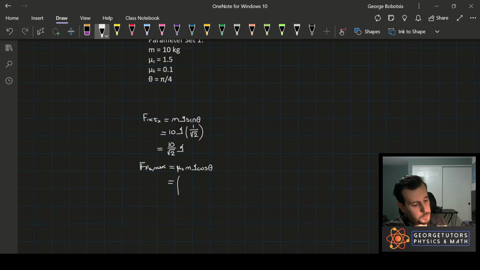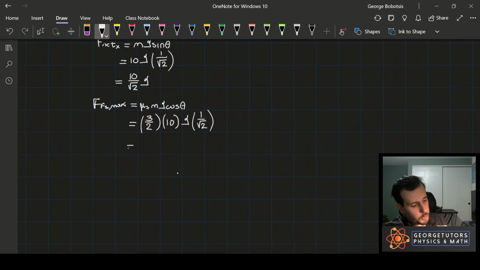Okay, now I can do the same over here and I can write, for the maximum static friction, the coefficient, which is 1.5. I can write that as a fraction as 3 over 2. And then the mass itself is going to be 10, we said. We're writing everything in terms of g. Cosine of pi over 4 is the same as sine of pi over 4, which is 1 over root 2. And now over here, we see that I've generated here a number that is 15. It's being divided by root 2, and we write the g last.